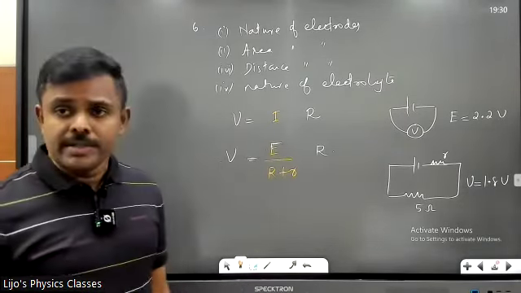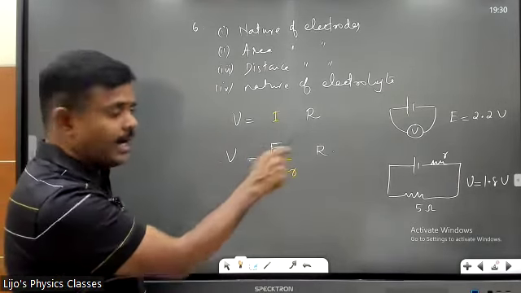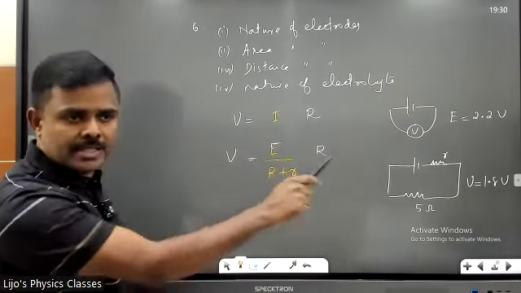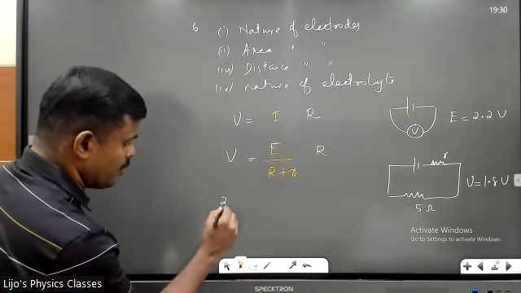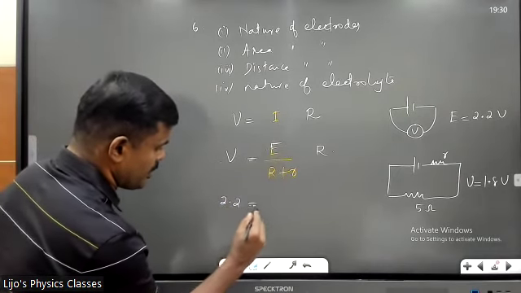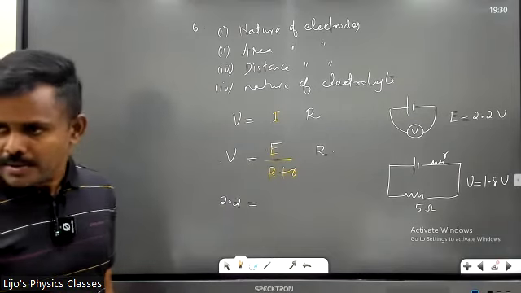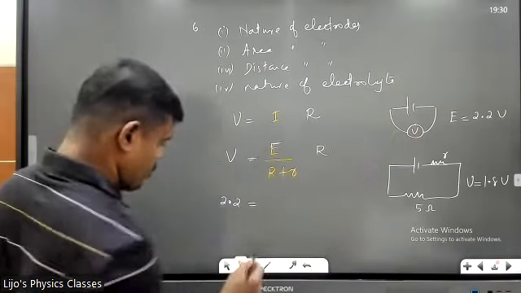So what is V here? V is I into R, and I is E by R plus r, into R. So let us put the value. What is the voltage? Terminal potential difference is 1.8. EMF is given as 2.2. Sorry.